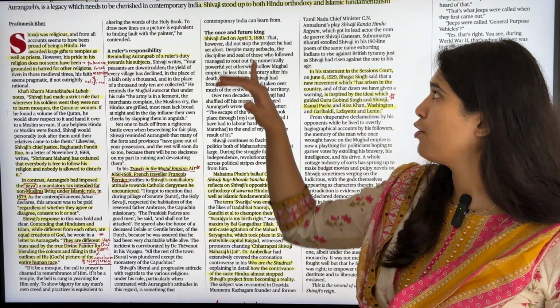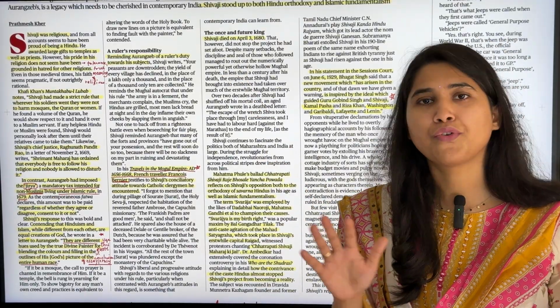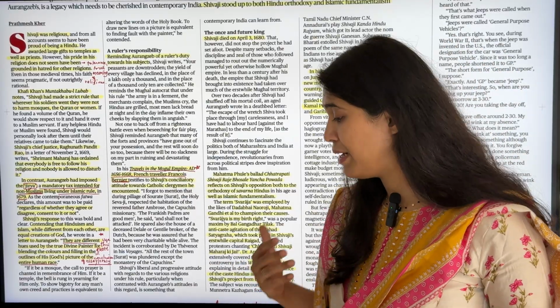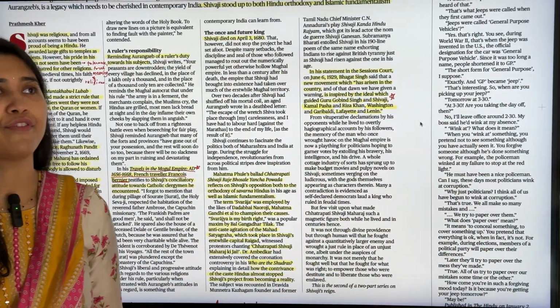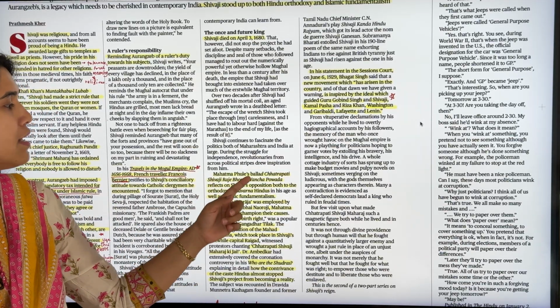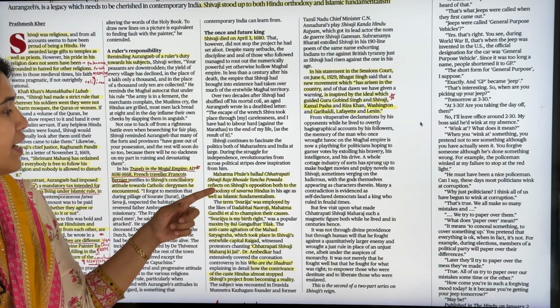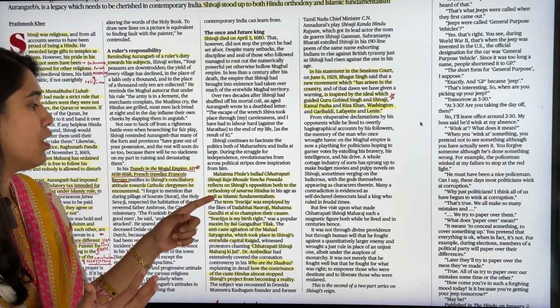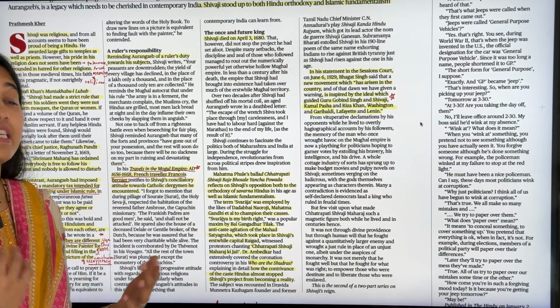Though Shivaji died on April 3, 1680, he was born in February 1630. Fifty years of life he had. But during the freedom struggle also, a lot of our leaders, a lot of our freedom fighters have taken inspiration from Shivaji. Mahatma Phule's ballad Chhatrapati Shivaji Raje Bhosle Yancha Povada reflects on Shivaji's opposition both to the orthodoxy of Savarna Hindus in this age as well as Islamic fundamentalism.